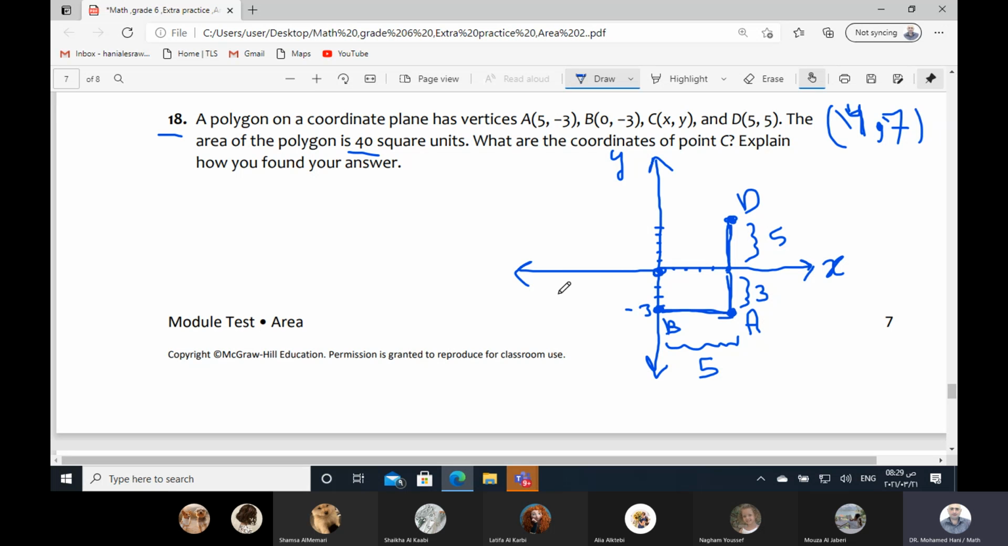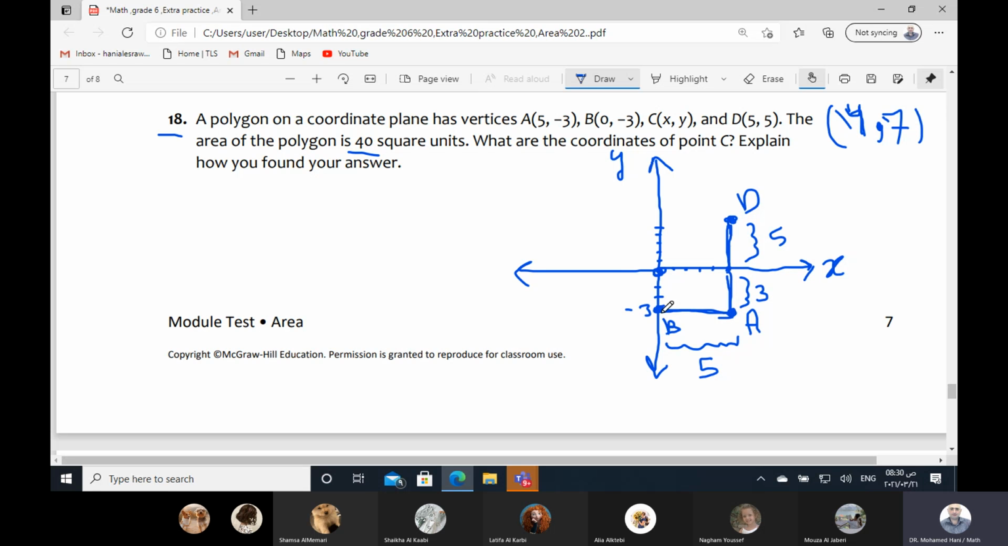The first step, draw the coordinate plane. Represent the first ordered pairs. A, 5 in x, minus 3 in y. Here 5 in x, here minus 3 in y, so the point A will be here. Then represent the second point, 0 in x, minus 3 in y. This is B. Then represent D, 5, 5. This is 5 in x and 5 in y. So the point will be here.